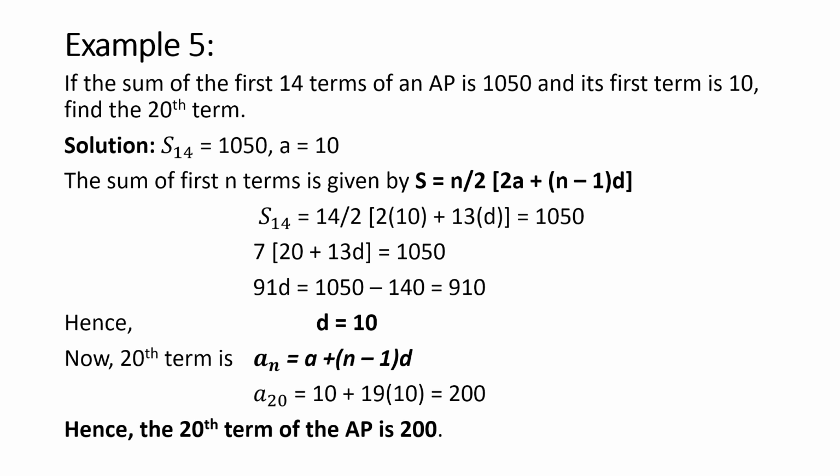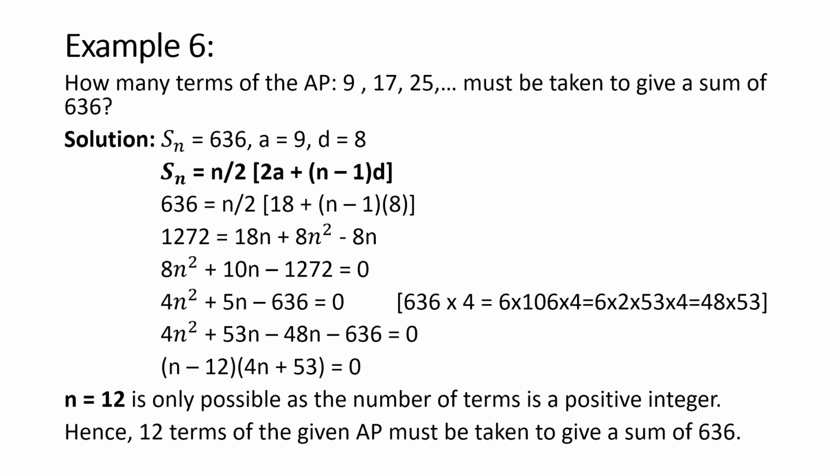So now to find the 20th term, we already know the nth term is found by an is equal to a plus n minus 1 into D. So a20 is 10 plus 19 into 10, which is 200. So the 20th term of the AP is 200.